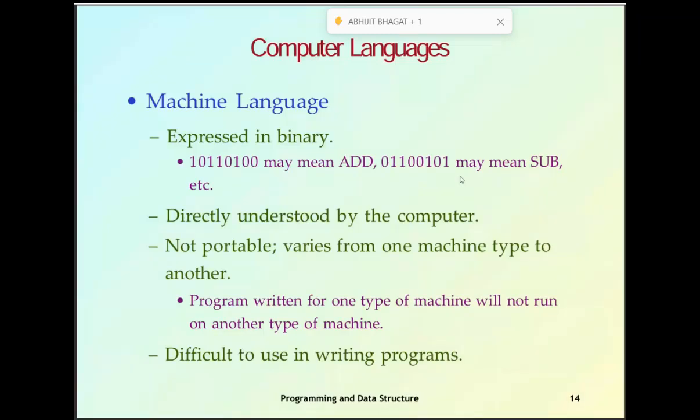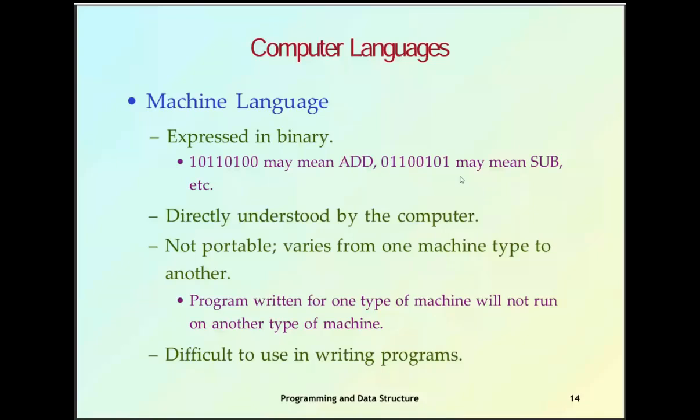Now, this machine language is not portable. So let us define this term portable. We say a language is portable if a program written in that language on one machine can run on a different machine, the same program. We write a program in some language, and if that program runs on a different machine, we can say the language is portable.